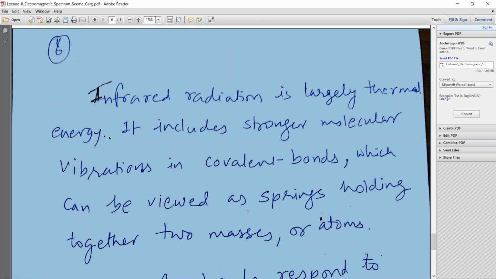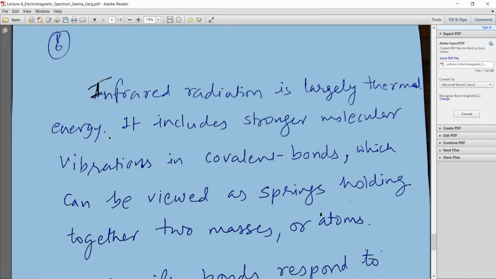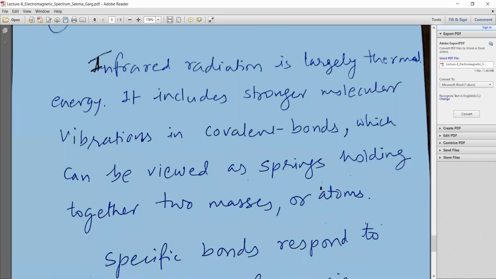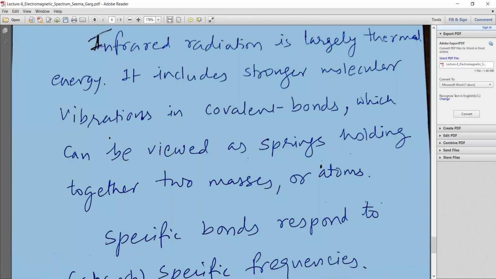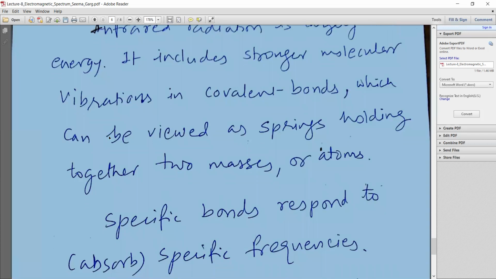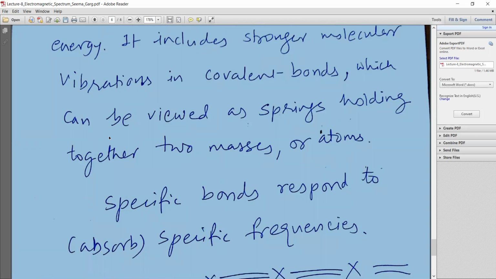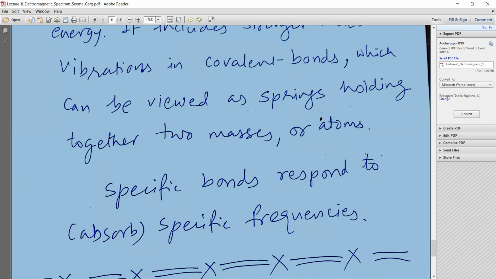Infrared radiation is largely thermal energy. It includes stronger molecular vibration in covalent bonds, which can be viewed as springs holding together two masses or atoms. Specific bonds respond to or absorb specific frequencies.